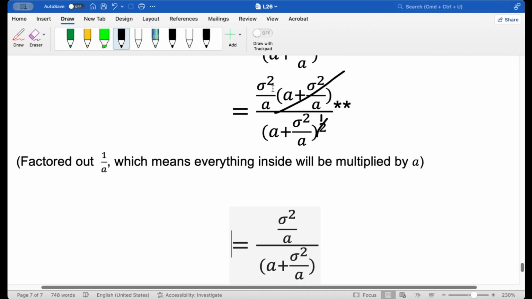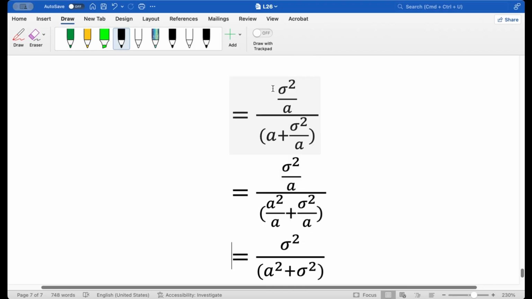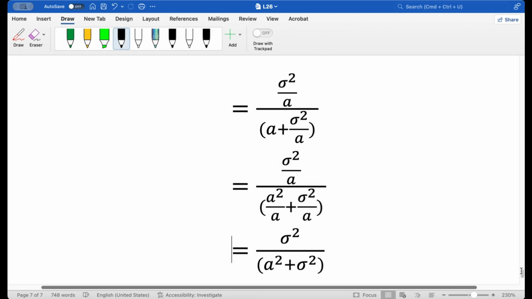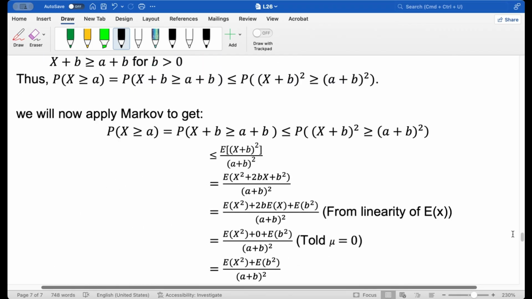Canceled it out. We're left with sigma squared over a plus sigma squared over a. With a common denominator of a, it's a squared over a plus sigma squared over a. Multiply through by a. The a's can be canceled out. We're left with sigma squared over a squared plus sigma squared. All right, so that completes the one-sided Chebyshev.